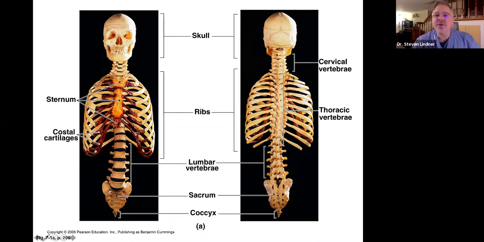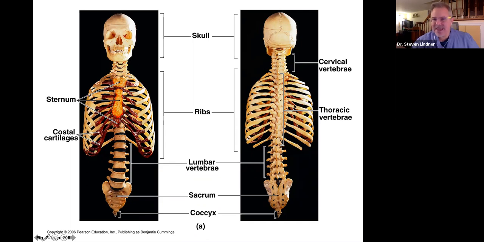I also want you to notice in this picture how there are 12 pairs of ribs, and the ribs all articulate with the 12 thoracic vertebrae. So 12 ribs on each side, or I should say 12 pairs, so 24 ribs, and there are 12 thoracic vertebrae, T1 through T12. So the T1 vertebra has the first rib, and the T12 vertebra has the 12th rib.